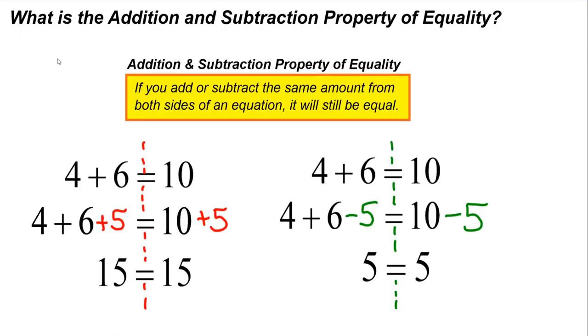So what is the addition and subtraction property of equality? Well, this property says that if you add or subtract the same amount from both sides of an equation, it will still be equal. So what you do to one side of an equation, you have to do to the other in order to maintain equality.